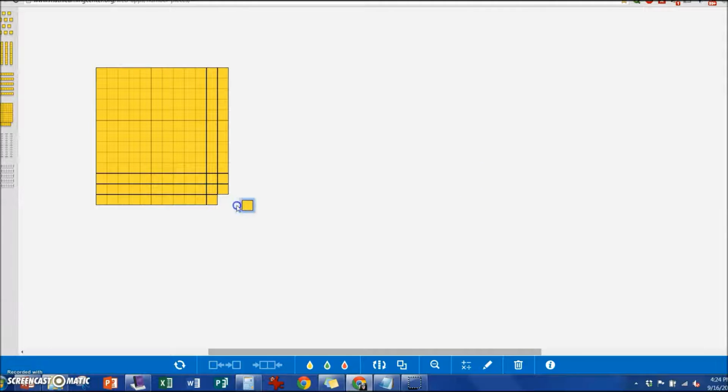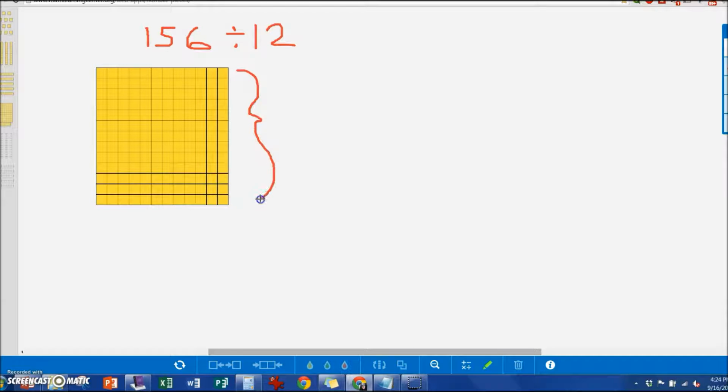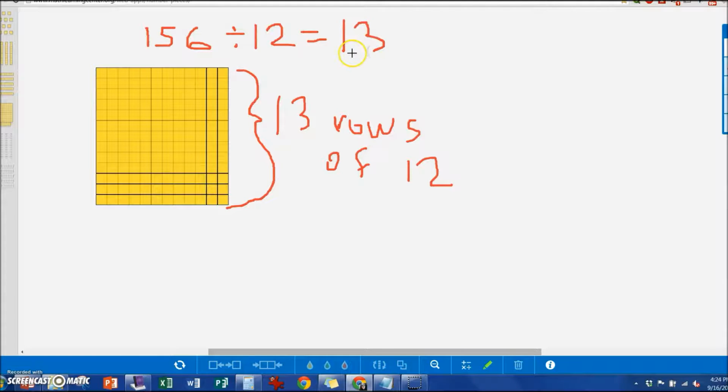And if I look at how many rows I have now, I have 13 rows of 12. Sorry, it's hard to write. Of 12. So 156 divided by 12 is 13.